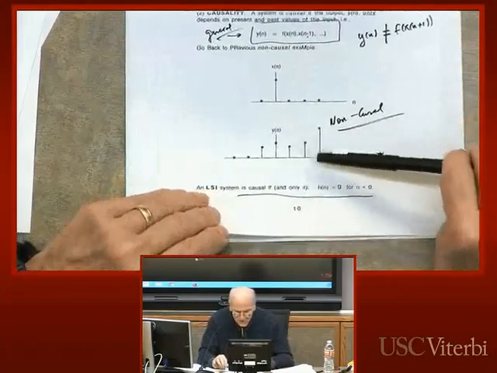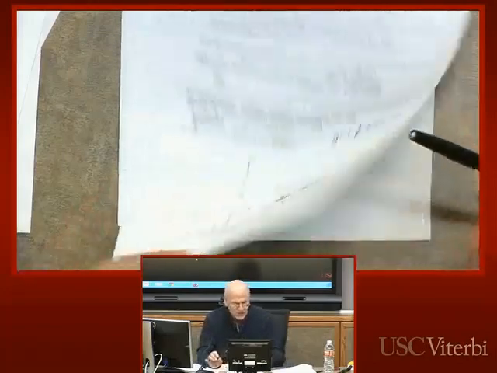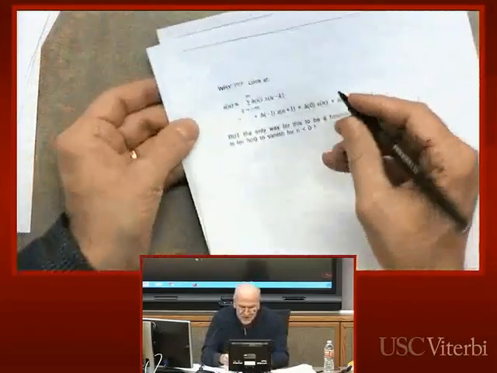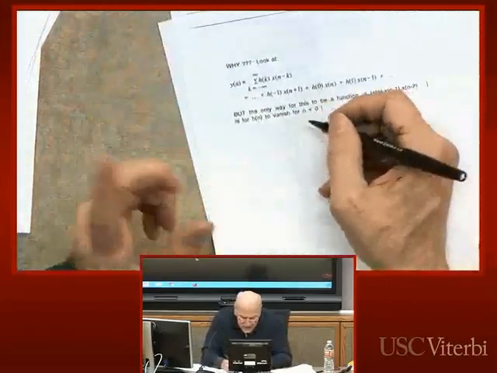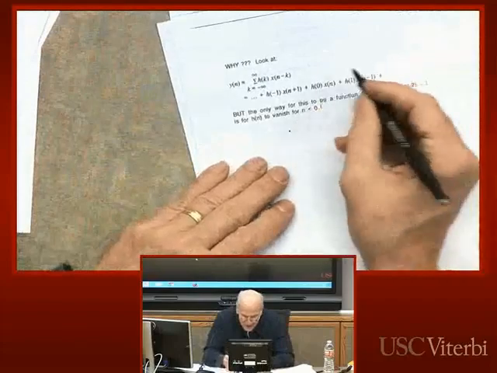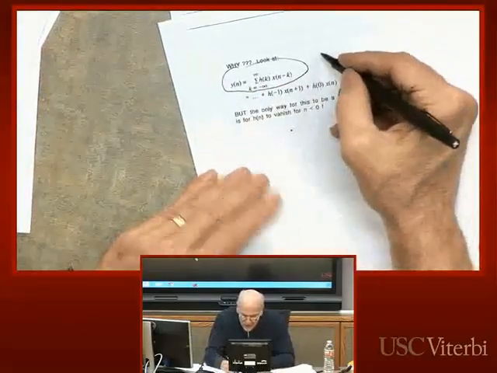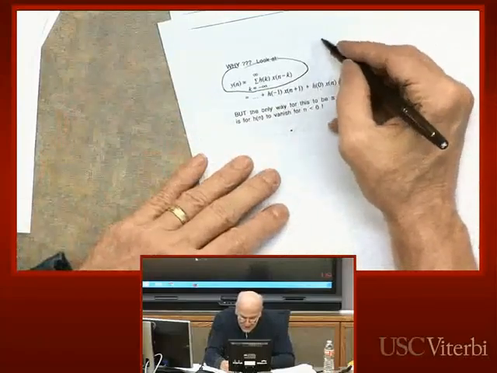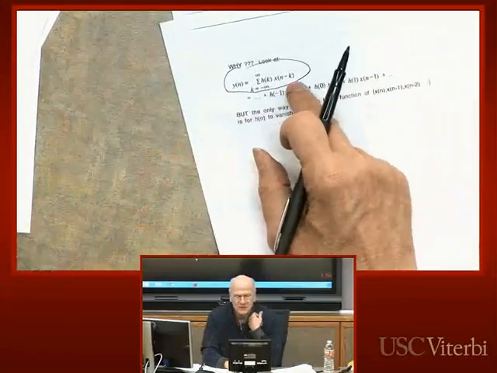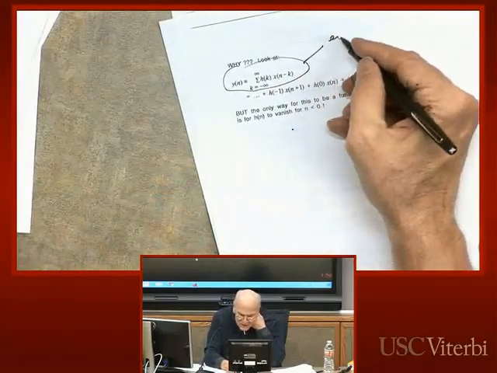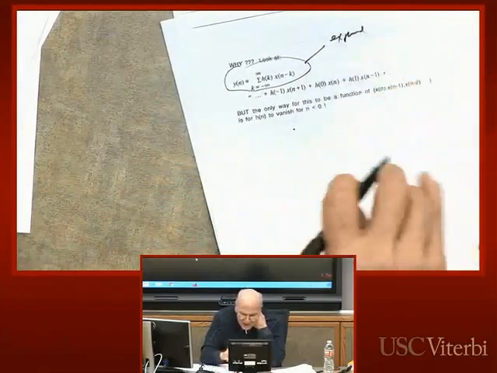When is a linear shift invariant system causal, or how can we check for causality? Well, that's pretty simple. If the system is linear shift invariant, just take a look. Remember that if the system is LSI, y can be written as a convolution of its impulse response with the input. Just expand that out, like I've done here.